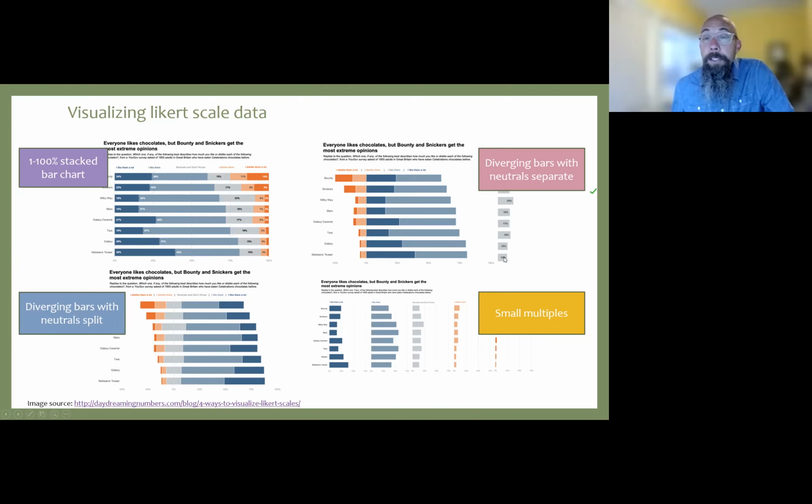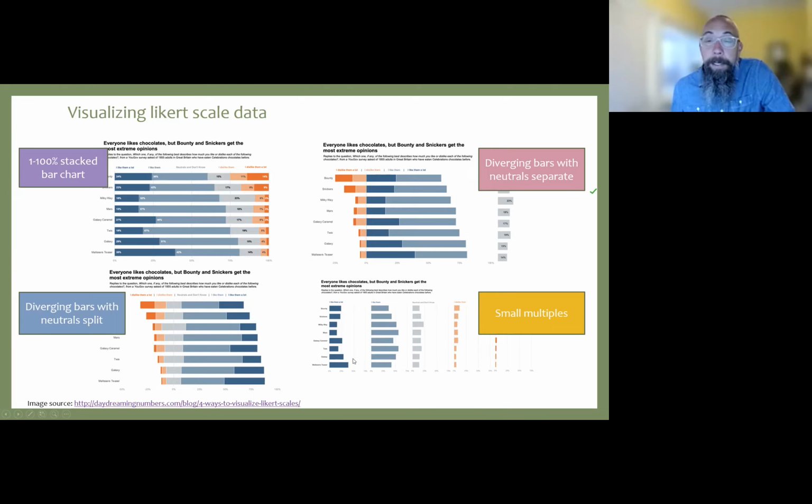So this is a situation where we're actually taking the neutrals and putting them as their own bar chart to the right, and then doing an aligned one with the negative feelings going to the left of the line and the positive feelings going to the right.